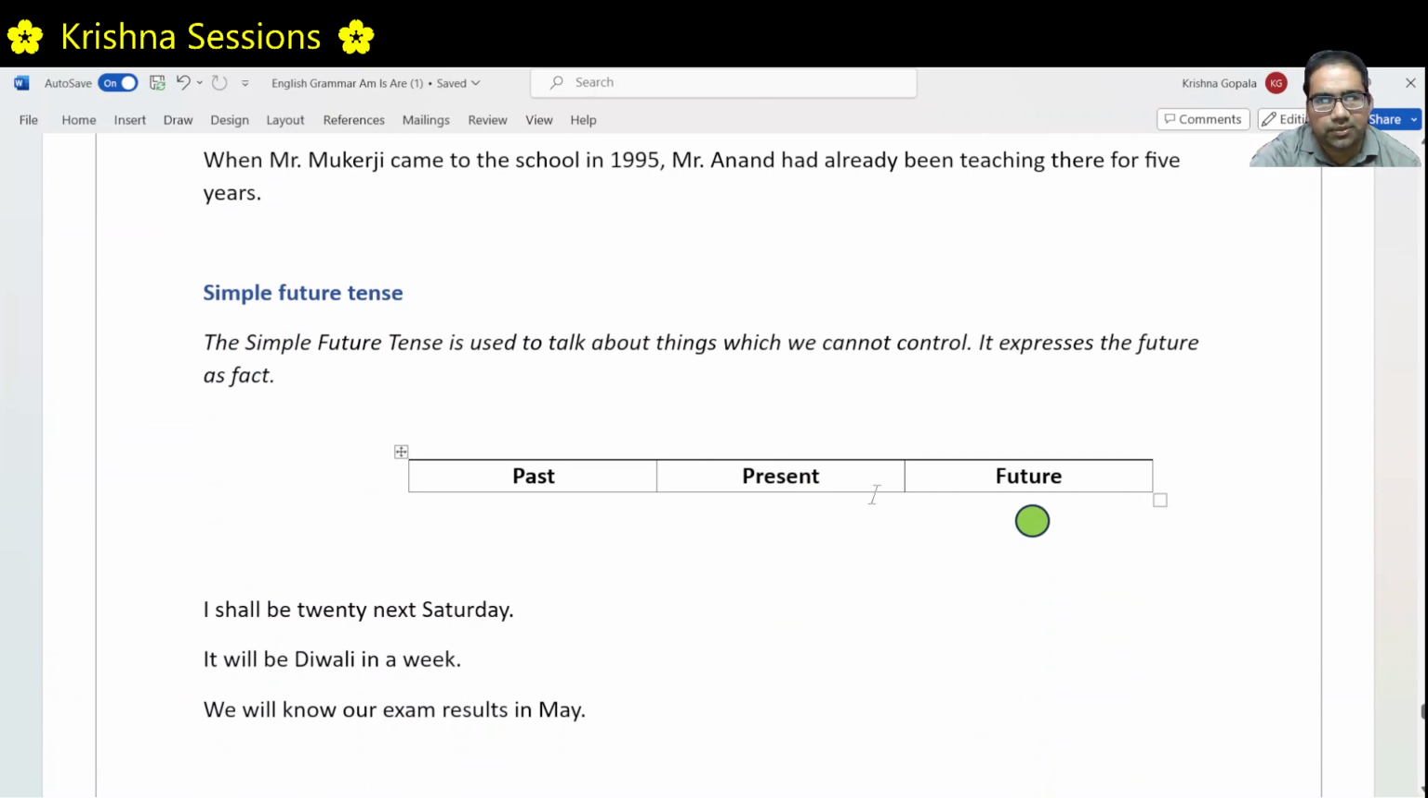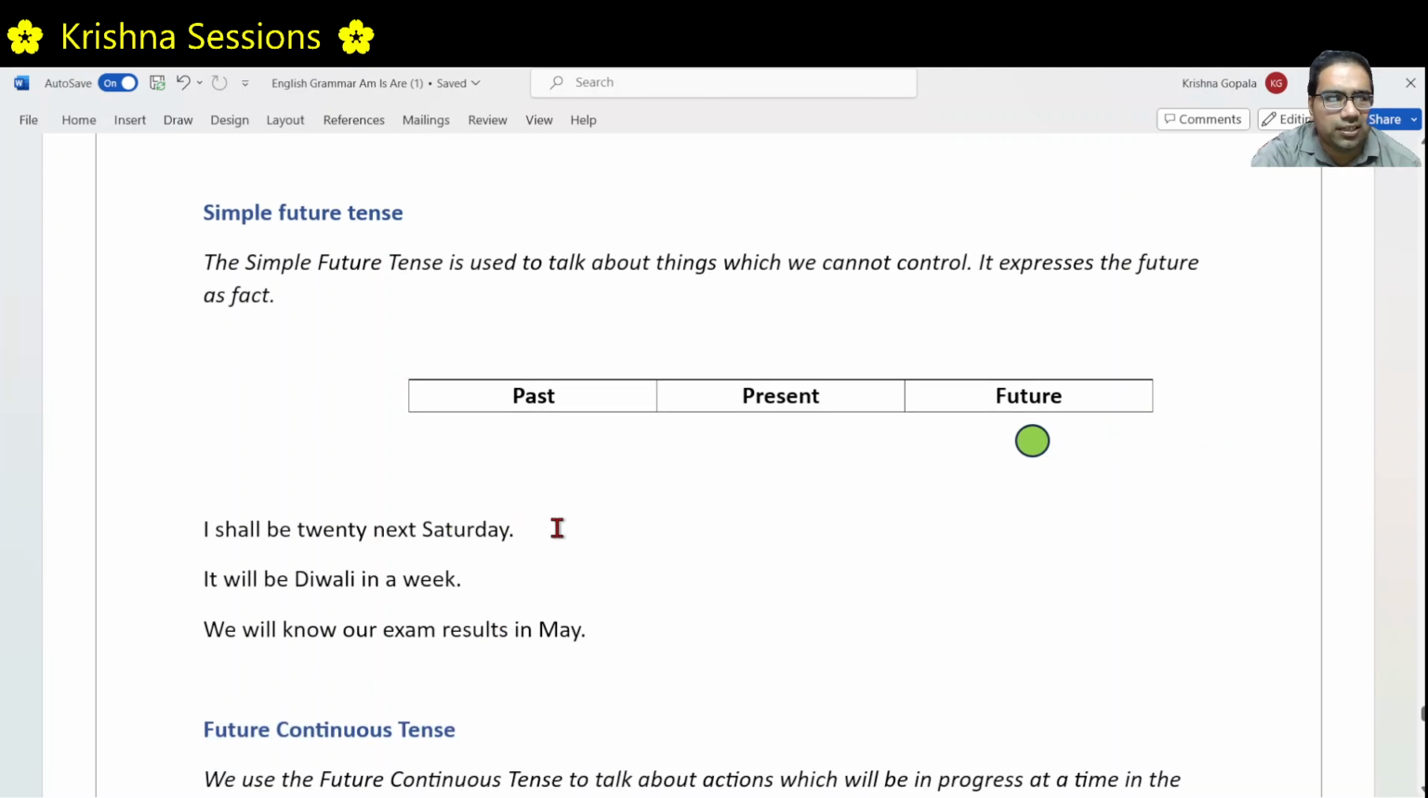Simple future. Simple future is about things that will happen where we cannot control. For example, it expresses the future as a fact. I shall be 20 next Saturday. I cannot stop it. I will become 20. It is not in my control. That's why it will be in future tense. It will be Diwali in a week. I cannot stop the calendar. I cannot stop time. It will be Diwali. That's why it is in simple future tense.